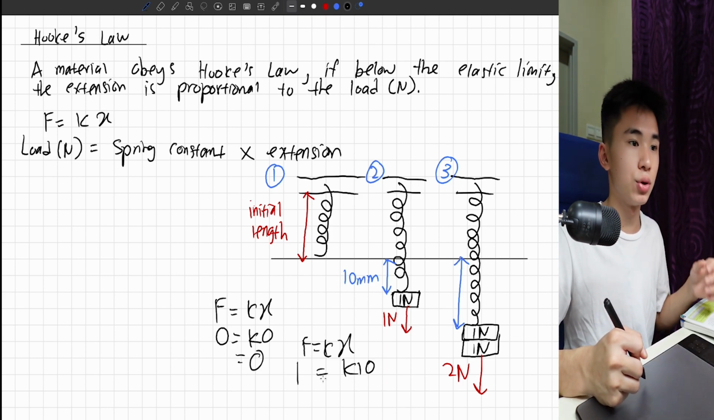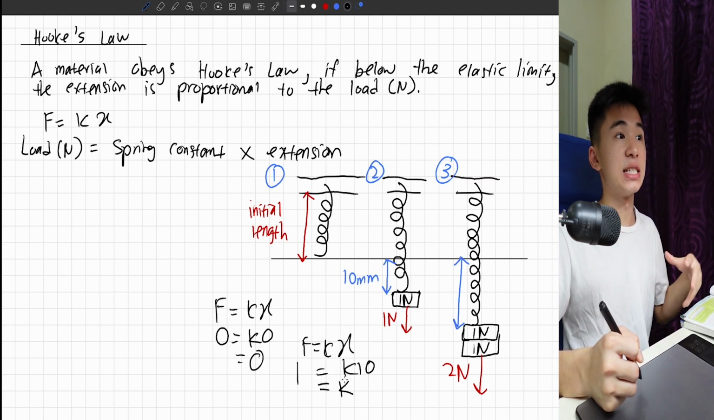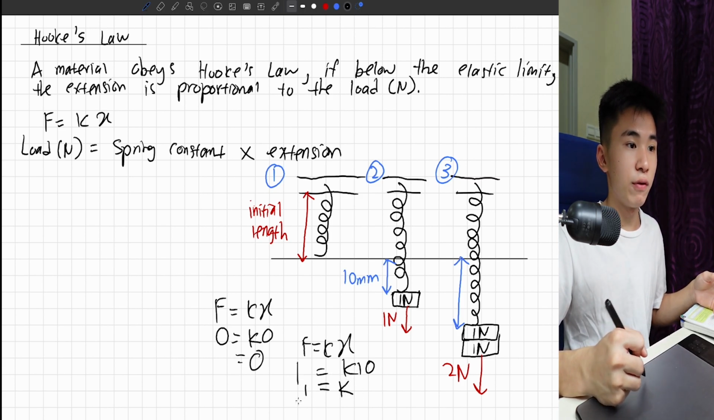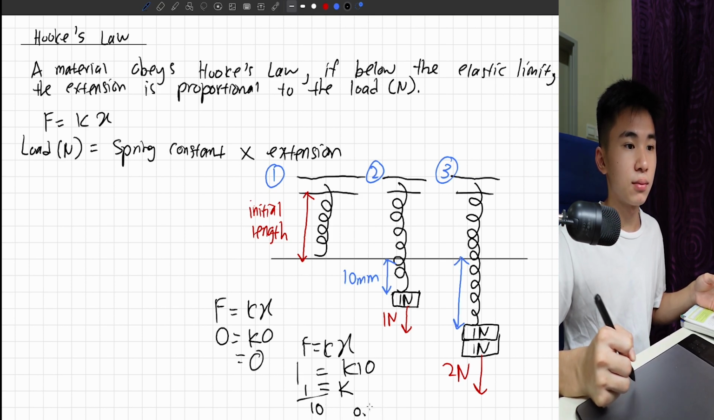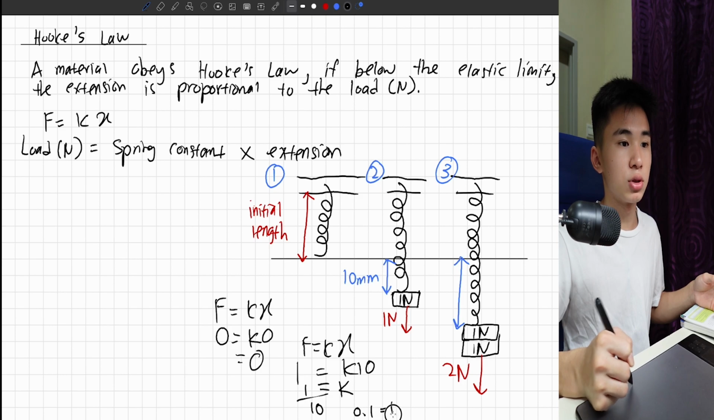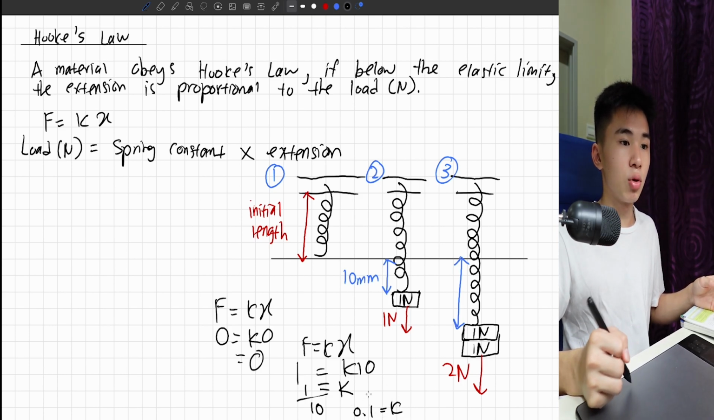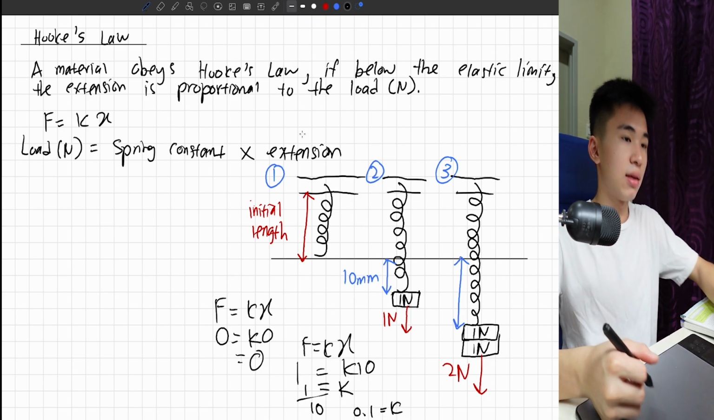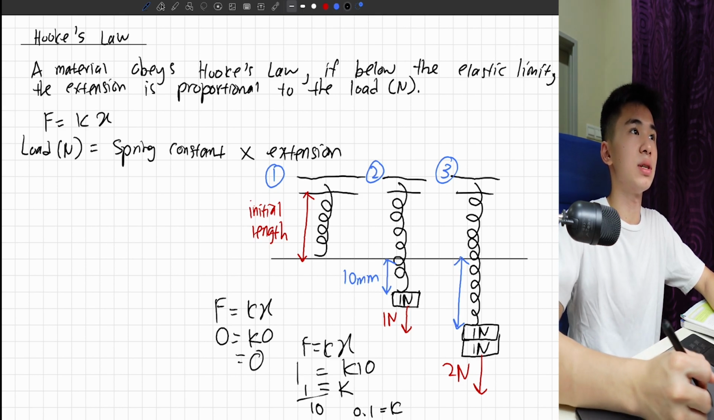So let me just prove it to you. The k is the spring constant. So if we move the 10 right here, 1 over 10, which is 0.1, equals k. So this is the constant, and the unit of this, let me just erase it for a while first.